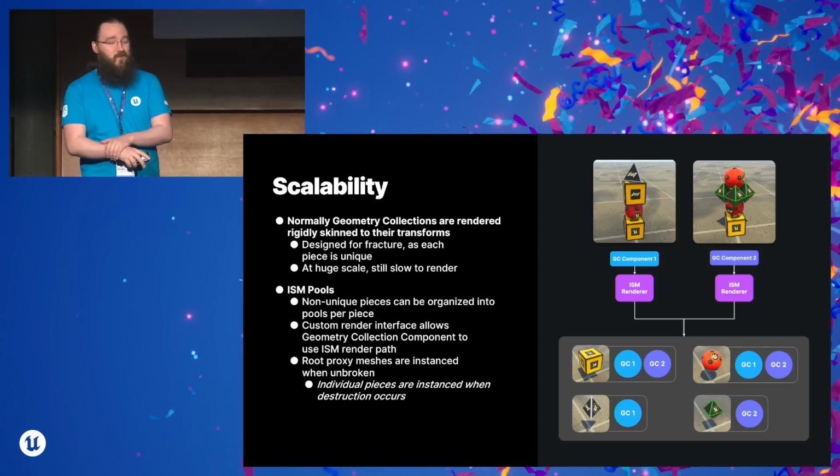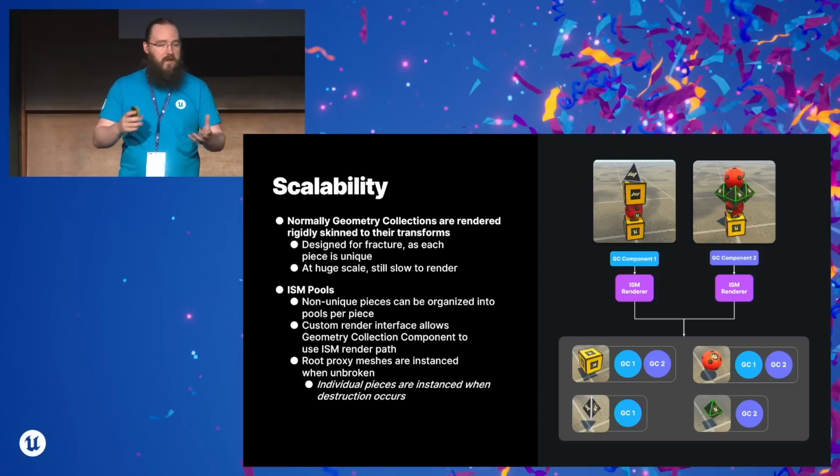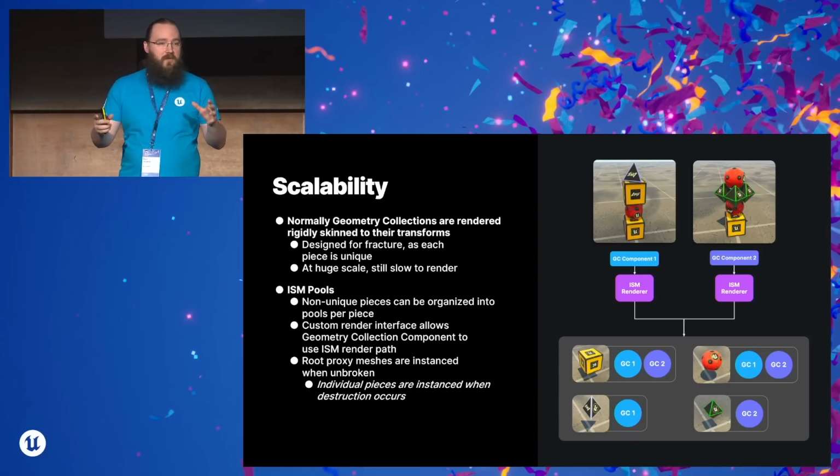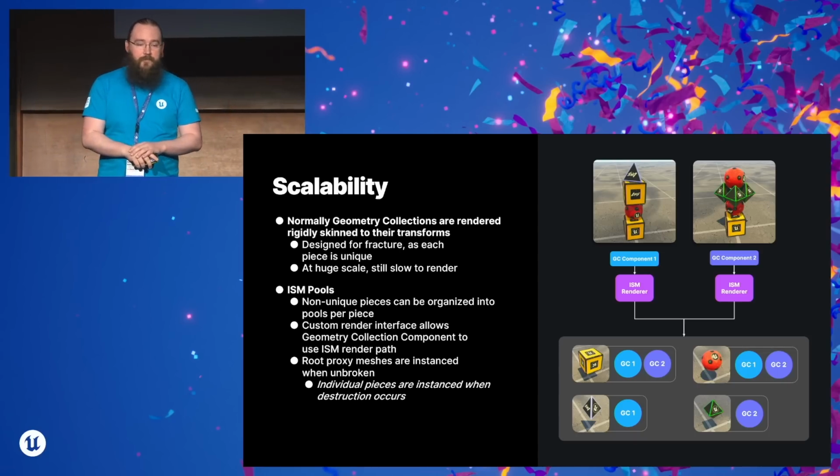Not all geometry collections will have unique pieces, however. This is something we hit a lot because we had a lot of small repetitive pieces. But even in other contexts, if you imagine a barrel, you've got a top and a bottom that are probably the same. All of the staves that make up the wall of the barrel are probably all the same, and there's probably between 20 and 30 of those. So in cases where we have a lot of shared geometry, we can do better.